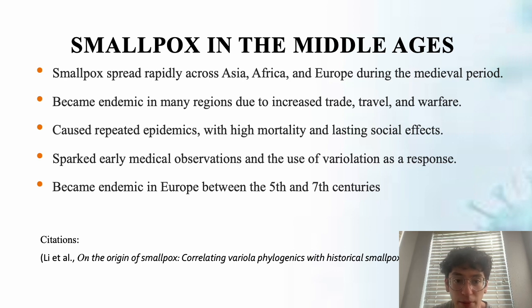Smallpox spread rapidly across Asia, Africa, and Europe. This is why in many regions, because of the trade routes, it became so common, especially during the warfare and all the traveling around the time. Because of these long-lasting effects, we could see that in certain areas, such as Japan and Korea, from the previous slide, it could stay in one region for quite a while without any sort of vaccination.